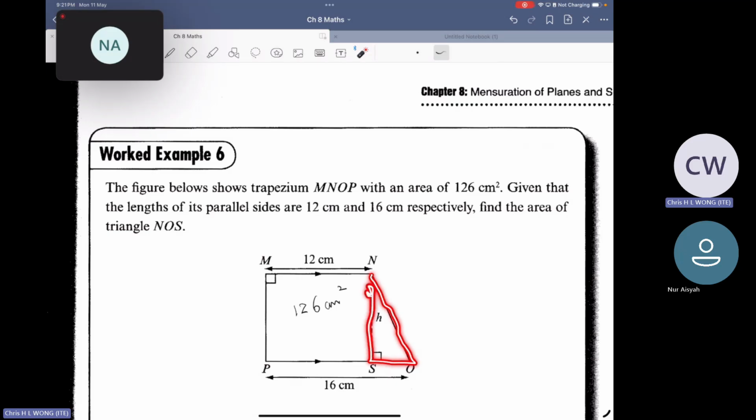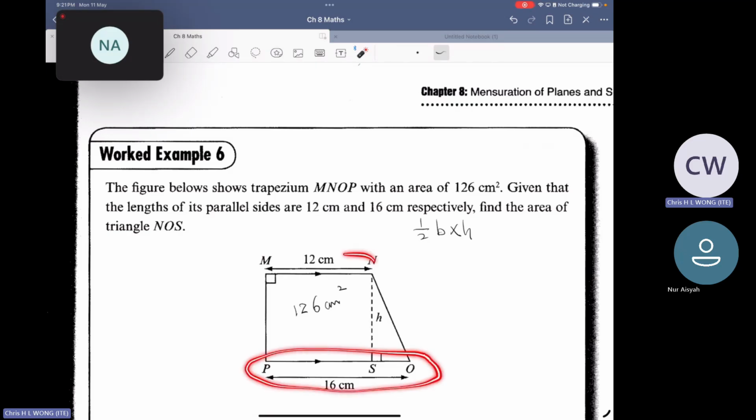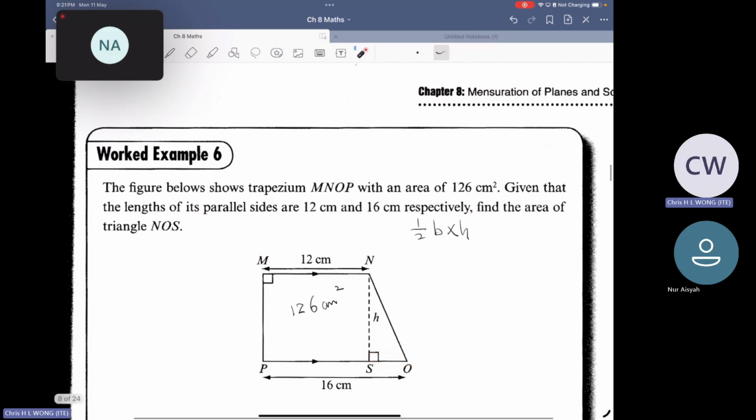NOS, right? But you know that the area of a triangle is half base times height. Am I right? Can you tell me what is the base of the triangle NOS? Someone? What is the base of the triangle NOS? Very good. You take 16 minus 12. You have this, right? So, area of triangle, I put it down here first.